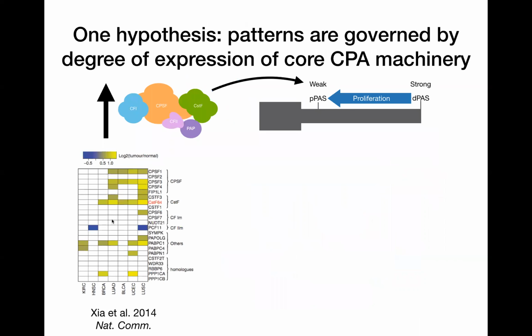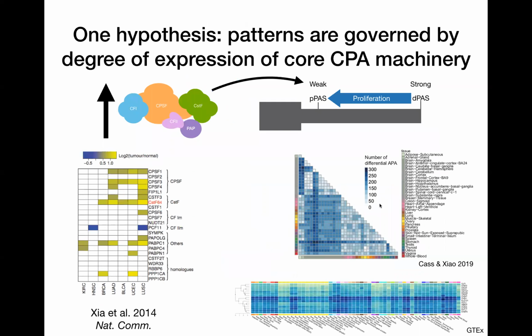And this is shown to be true for a select few cancers, but we believe that this is insufficient to explain the complex patterns of APA that you can observe across human tissues from GTEx from this study, when you compare that to expression levels of the core machinery, which are pretty high and ubiquitous.